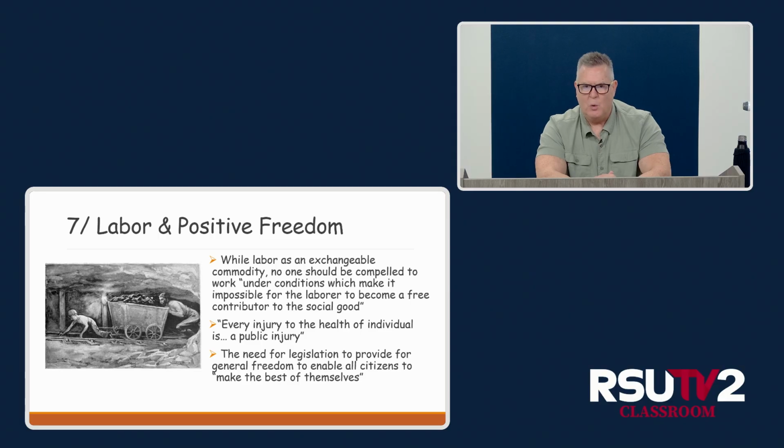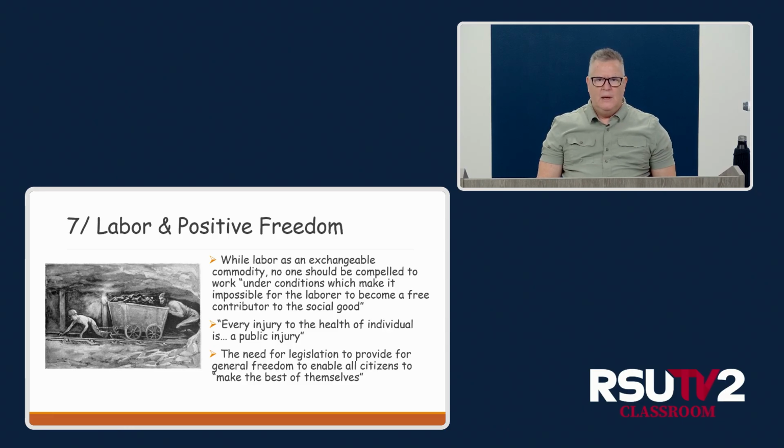And so Green is basically making the argument, working people to death is a harm. It is a public harm. Every injury to the health of an individual is a public injury. So again, for a welfare liberal like Green, he is basically making the argument, no, we are not isolated individuals whose sole concern is to look after the care of themselves and their immediate families. And he's arguing for the need for legislation to provide for general freedom to enable all citizens to make the best of themselves. And so for a welfare liberal, the argument is that you absolutely have to have the latitude, and government should be investing in the ability of each individual to make the best of themselves. And so as individuals, our search for autonomy is a collective sort of end.